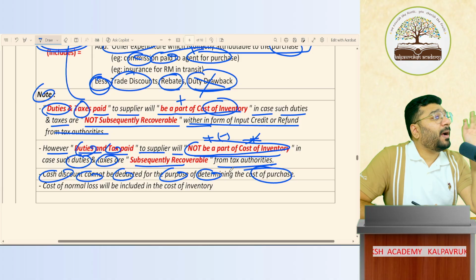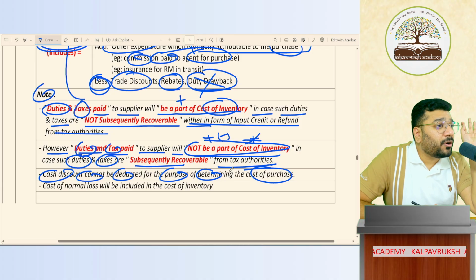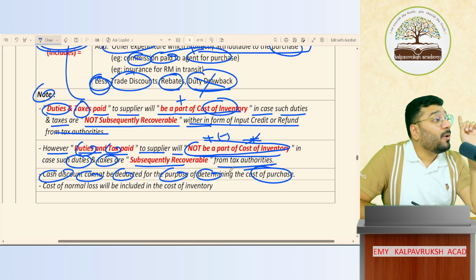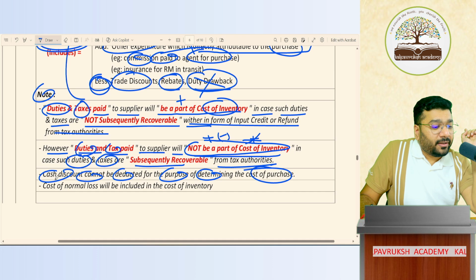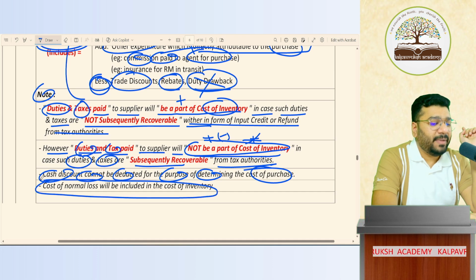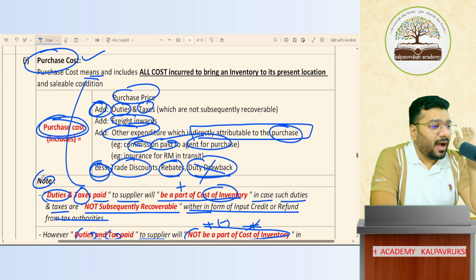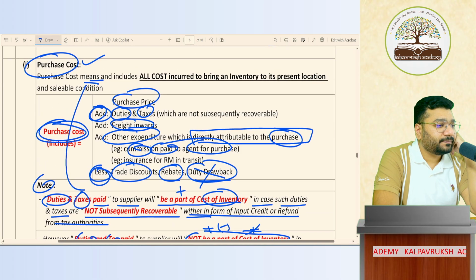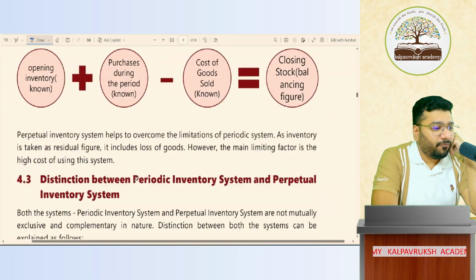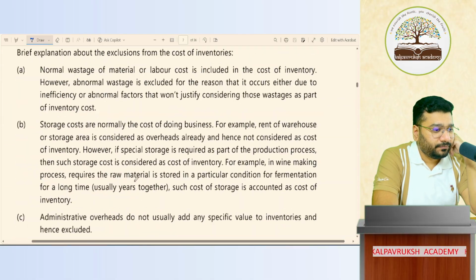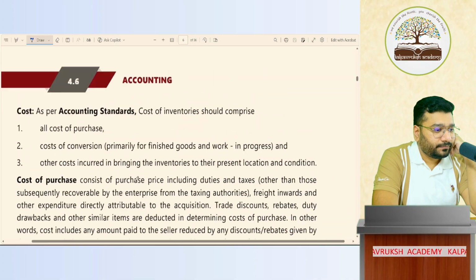Clear or not clear? Cash discount is not a part of your cost of inventory. Trade discount is there. You have to minus trade discount in calculating the cost of purchase. Okay, this I will discuss not now, maybe if time permits in the next class. Are we clear with the meaning of purchase cost? Online people, are we clear with the meaning of purchase cost?